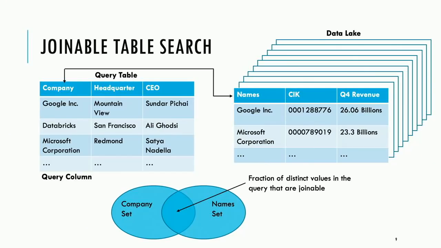In this talk, I want to focus on joinable table search. So how do we define this problem? The user would input a table, which we call the query table, and would specify a column, which we call the query column. From a data lake of tables, we try to find tables that can be joined with my query table on the query column. So how do we define the relevance of those tables, or how do we define joinability? We define joinability as the fraction of distinct values in the query column that could be covered by the join.